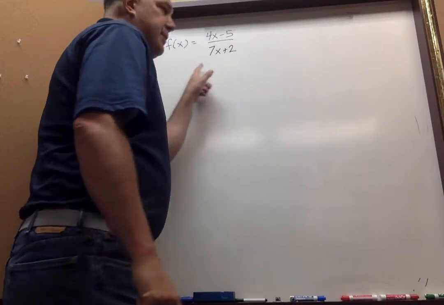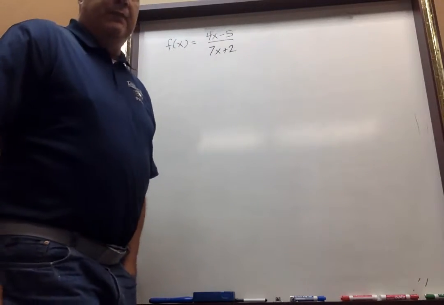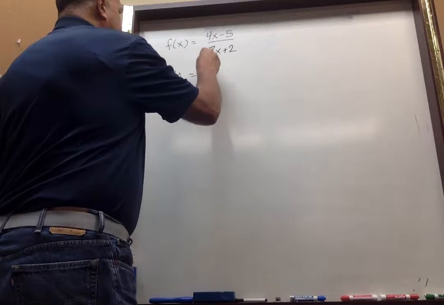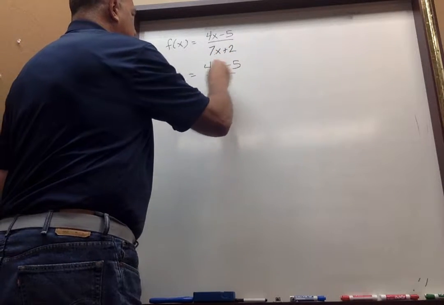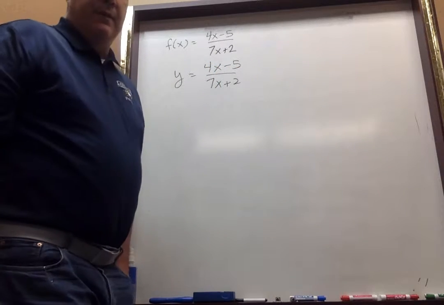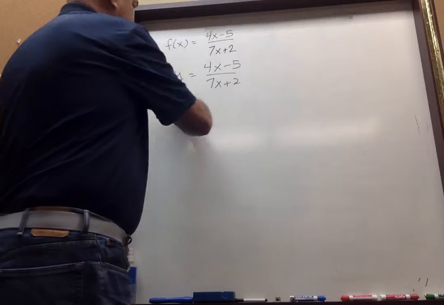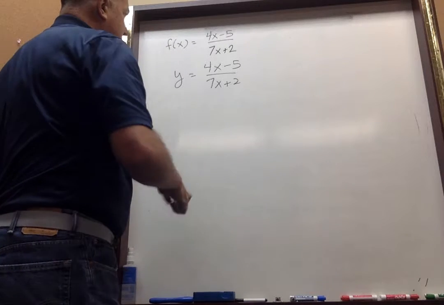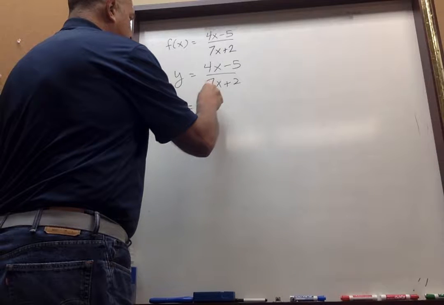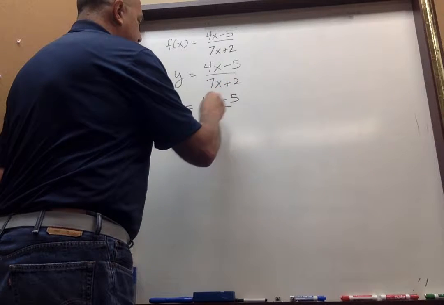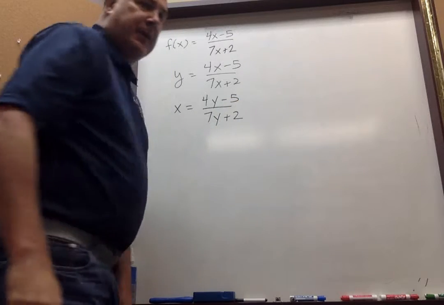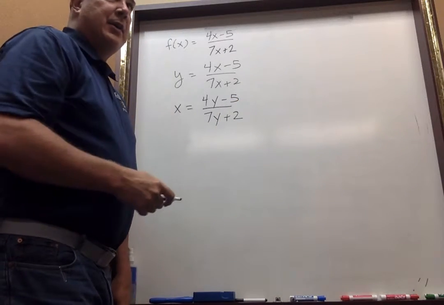So the first thing that we want to do when we're trying to find the inverse of any function is switch the x's and the y's. So f of x is just a really fancy way of saying y, so let's start by substituting the y in there, and then everywhere I see an x, I'm going to put a y, and everywhere I see a y, I'm going to put an x, so we end up with that right there.